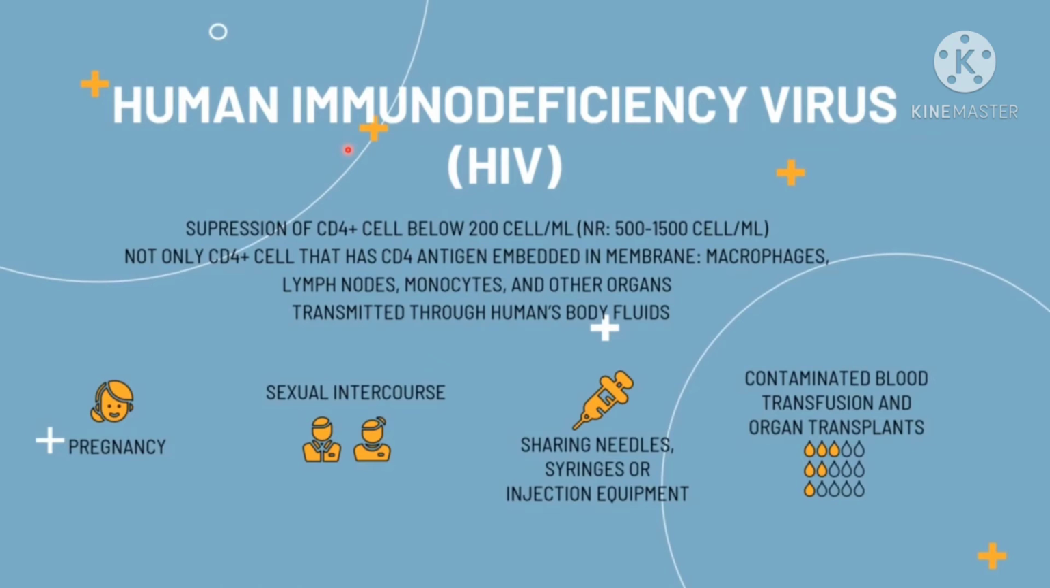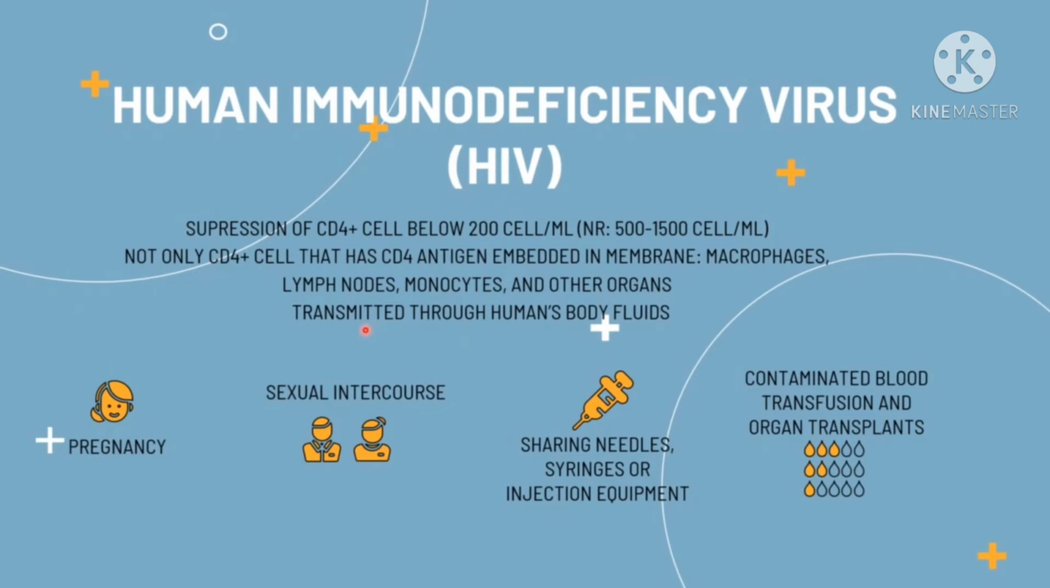The relation of this disease with lymphocytes is that when HIV is present in the body, it causes suppression of CD4 plus cells to below 200 cells per ml, where the normal range is 500 to 1500. It is not only CD4 cells that have the CD4 antigen embedded. It is also found in macrophages, lymphocytes, monocytes, and other organs.